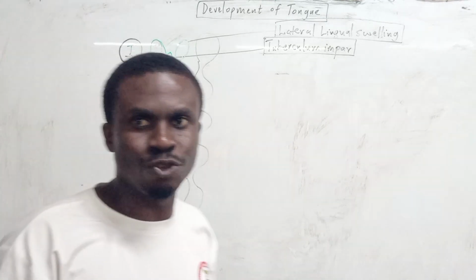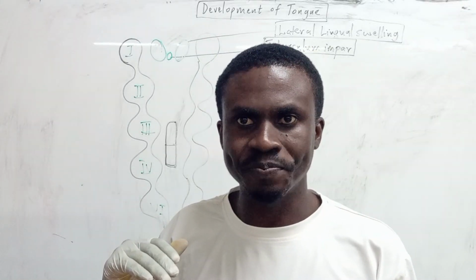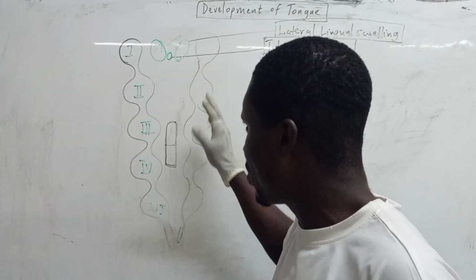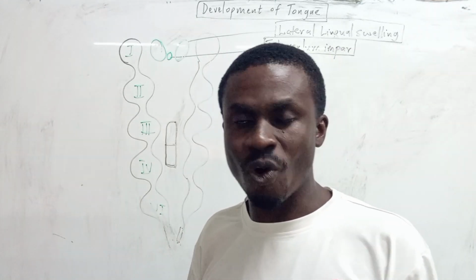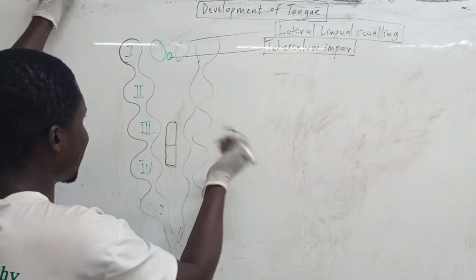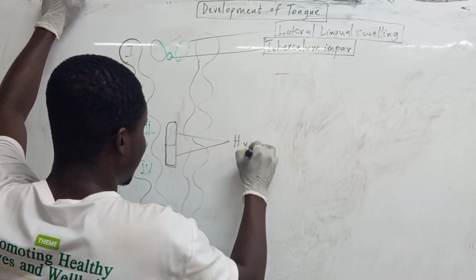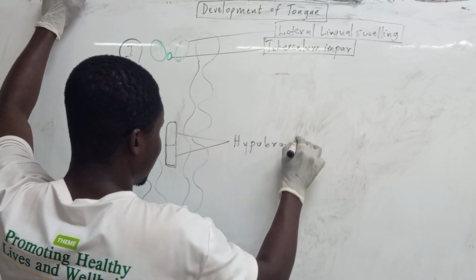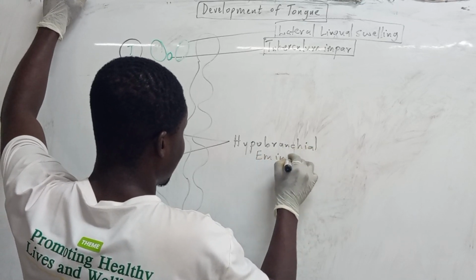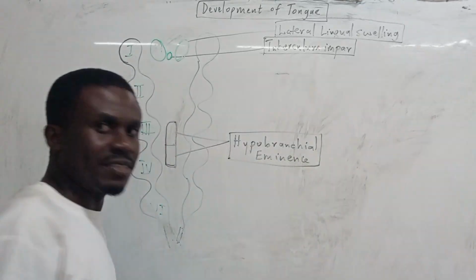This one will contribute to the formation of the posterior 1/3 and of course the posterior-most portions of the tongue. This guy over here, who is below this branchial apparatus, that is why we call it hypobranchial eminence. This guy over here is known as hypobranchial eminence.